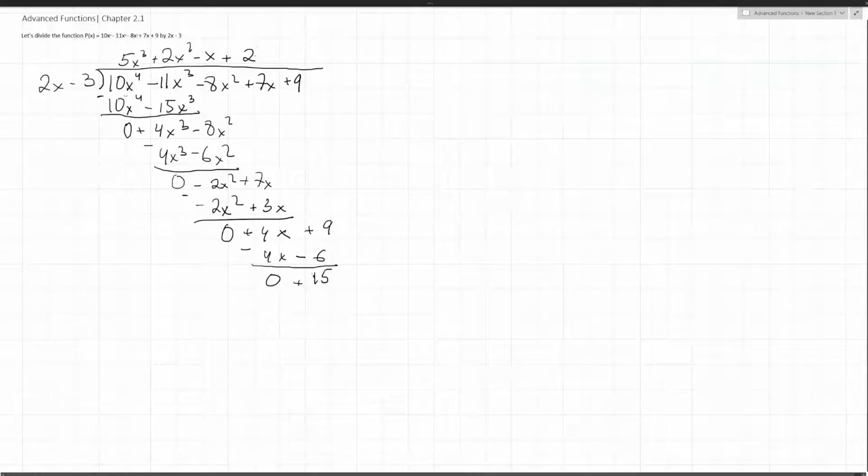So what do we have here? We have 15 divided by 2x, which cannot possibly happen. So our final answer would be that when you divide p of x by 2x minus 3, you actually get 5x to the power 3 plus 2x squared minus x plus 2. This is our quotient. And our remainder would be 15, because that's the value. We couldn't divide it any further.